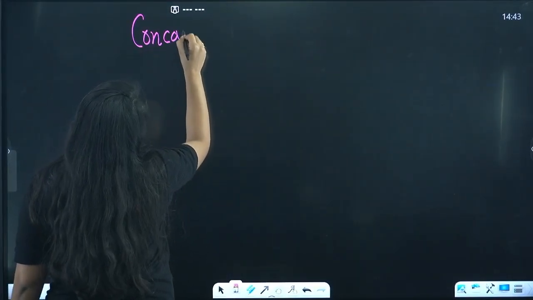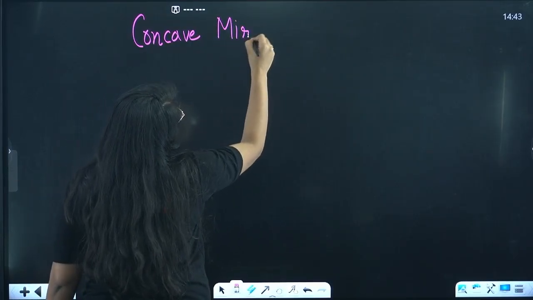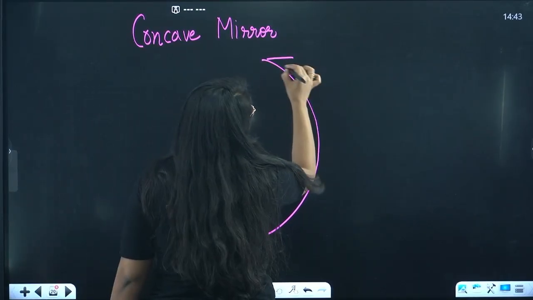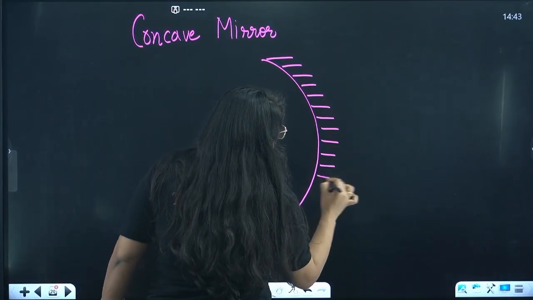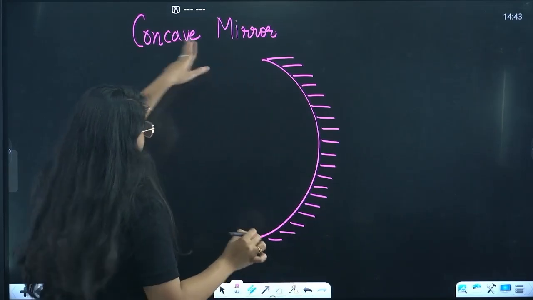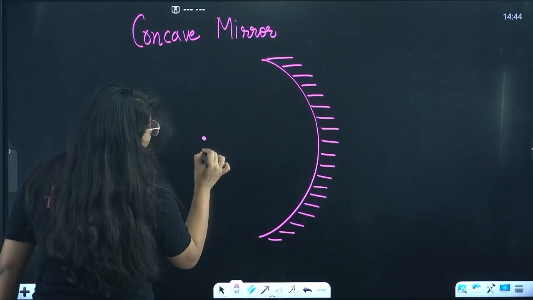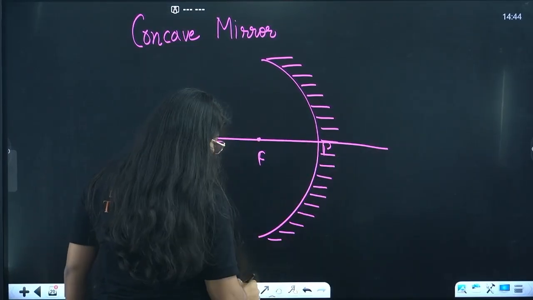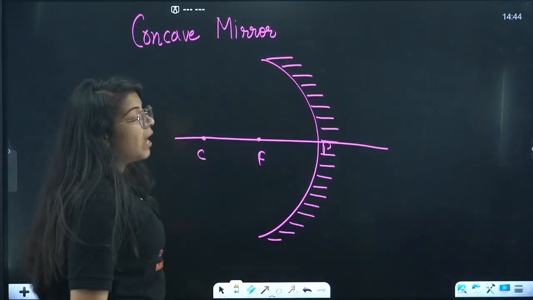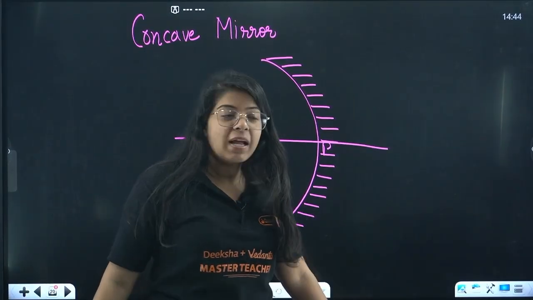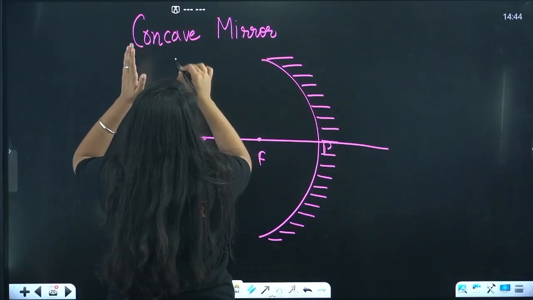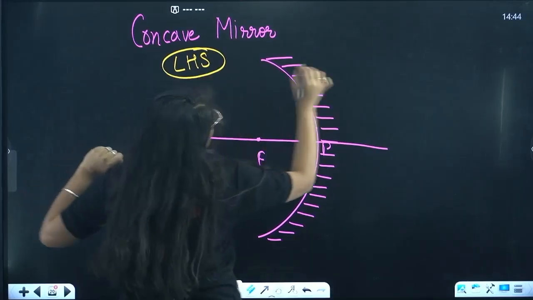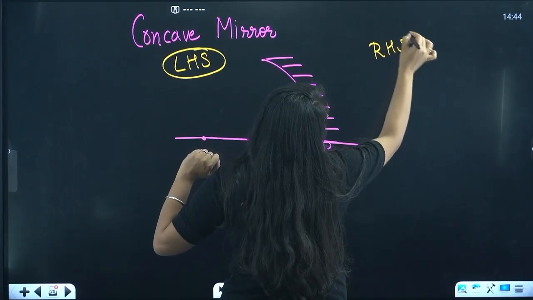See, concave mirror. This is your mirror, and this is the polished side. The sphere will complete like this. So the center of curvature will be here, focus will be here, this will be your principal axis, this will be your pole and all. Now one thing you have to remember is this side of your mirror will be your left hand side, and this will be your right hand side.